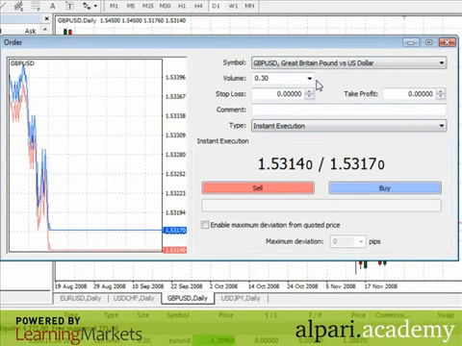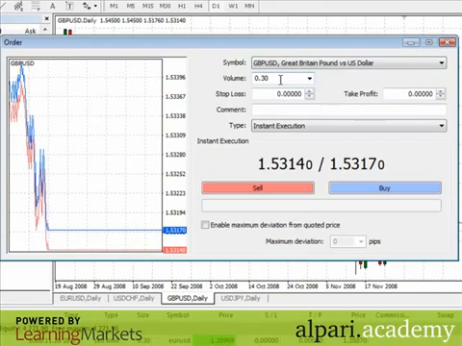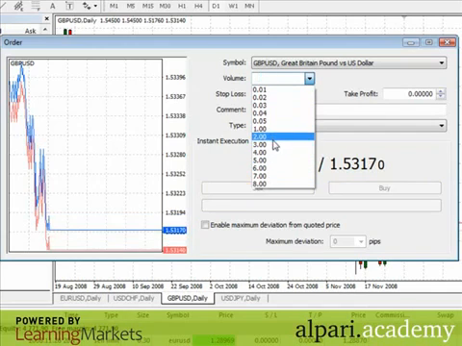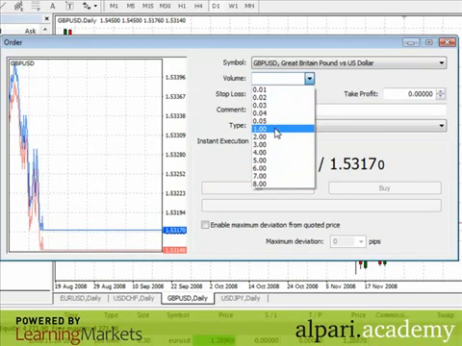The next thing we need to take a look at is the volume pull-down box. Now you'll notice that right now it's set at 0.3, but what does that mean exactly and how can I change it? If I pull this down I have some automated selections, and each of these represents a different trade quantity. For example, if I've got 1.0, that's one full lot. So one full lot means that I'm trading 100,000 units of the base currency.